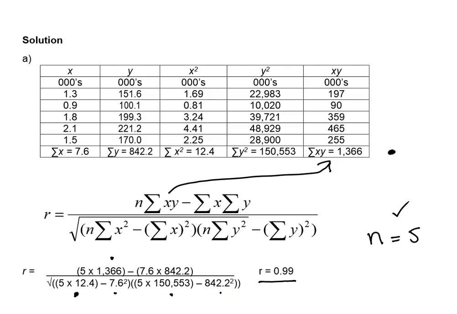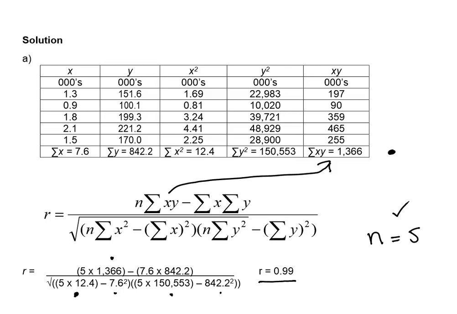When we actually do the calculations and we have r equals 0.99, this means, because the value of the coefficient is very close to 1, we have a very strong positive linear correlation, and it means that a change in x will produce a measurable change in y.